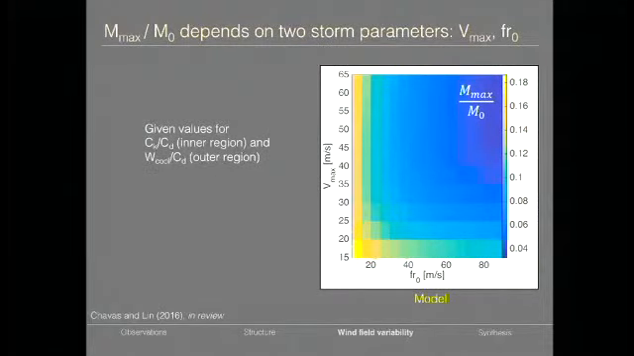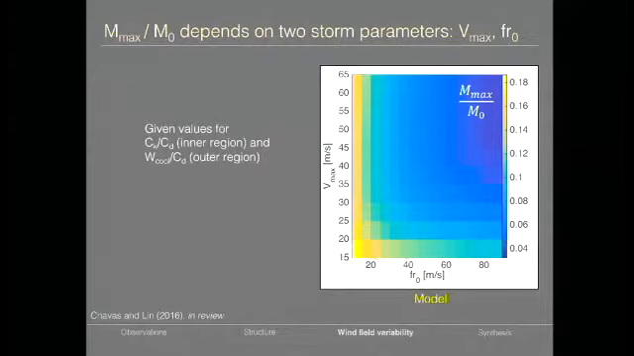And so what's nice is that because we have analytical solutions for these, you can actually show that if you're given values of these environmental parameters, which we have estimates for, this structural quantity, M max over M naught, depends on two storm parameters. The intensity, V max, and then another velocity scale given by the product of the Coriolis parameter and the outer radius. So these are both velocity scales. And that's what's plotted here.